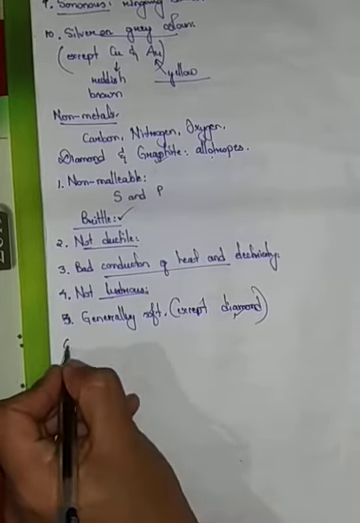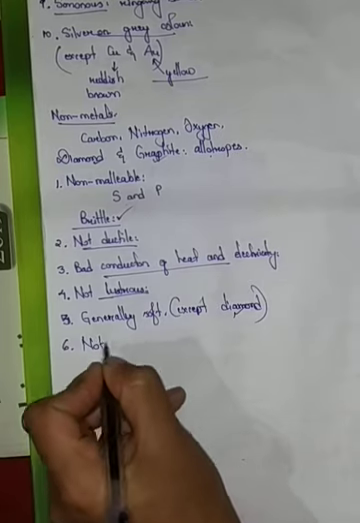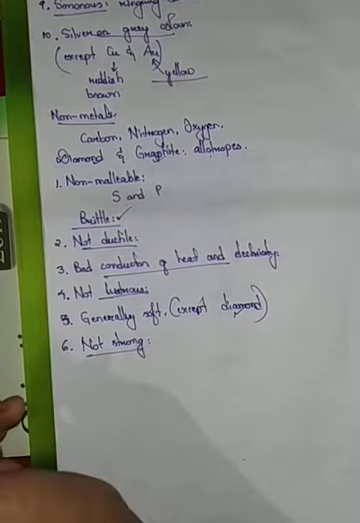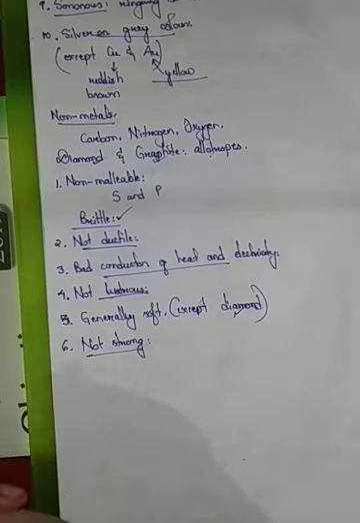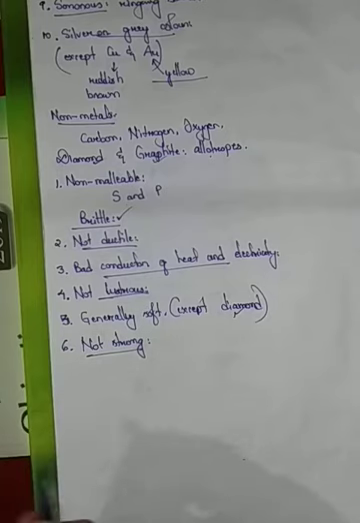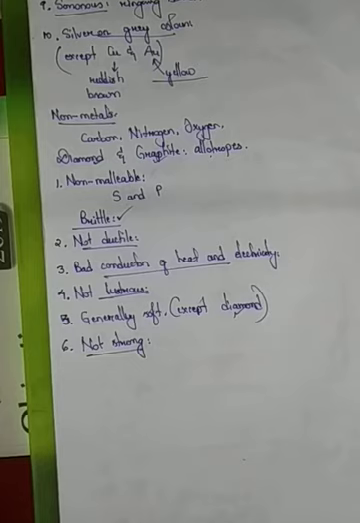Now number 6, non-metals are not strong. That means they have very low tensile strength. This means that they cannot hold large weight. For example, graphite is a non-metal which is not strong. It has a very low tensile strength, and when a weight is placed over a graphite sheet, it will easily break off. So we say that non-metals are not strong as they have very low tensile strength.